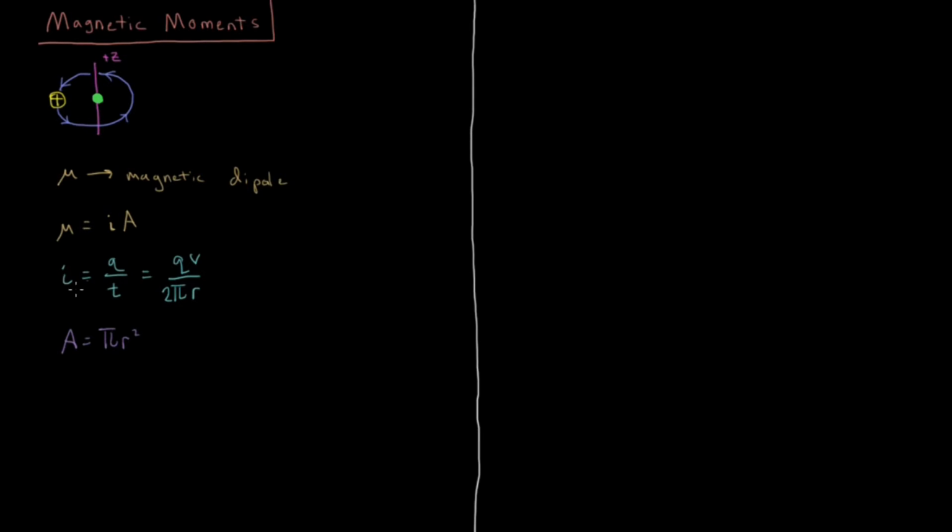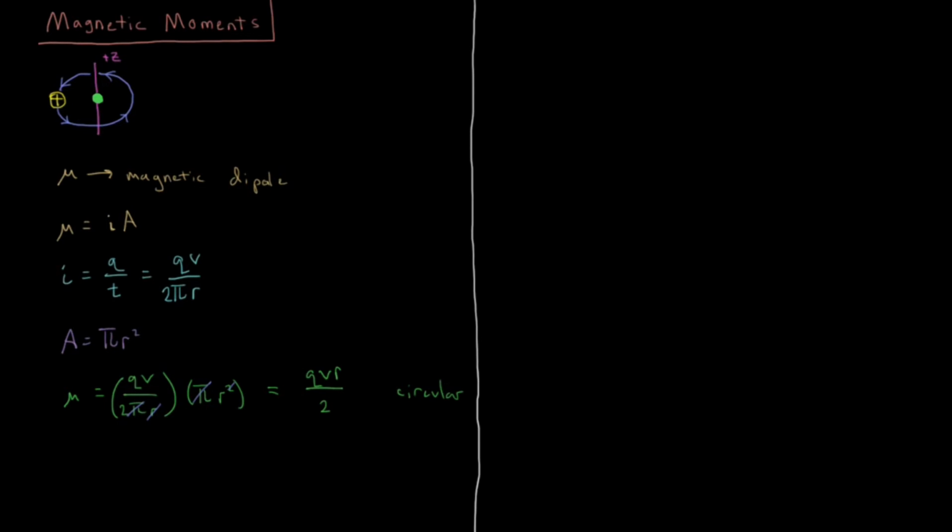So we take these two and multiply them together, I times A. That gives us that mu is equal to q v over 2 pi r times pi r squared. And then this pi cancels out with that pi, and this r squared cancels out the r on the bottom, leaving 1 r on top. And what we get is that mu is equal to charge times velocity times radius over 2. Okay, so that's for a circular orbit.